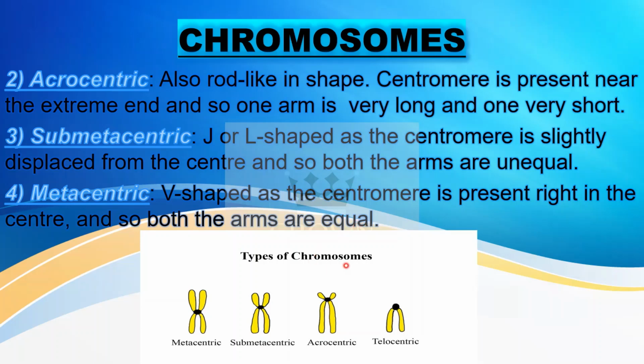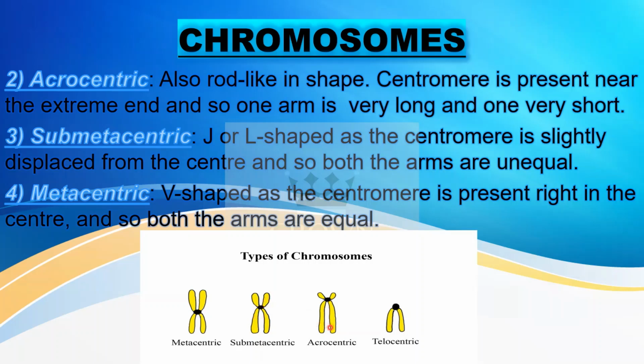As we can see in this picture, metacentric chromosomes are V-shaped and the centromere is present right in the center, so both these arms are equal. In some metacentric chromosomes, the centromere is slightly displaced from the center. As you can see, the centromere is not present right in the center, rather it is slightly displaced, so both the arms are unequal.